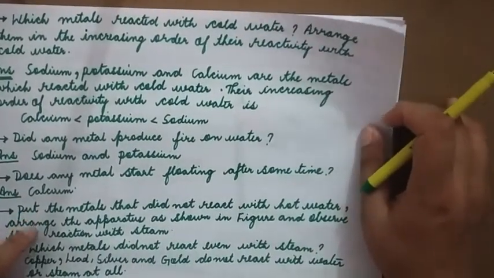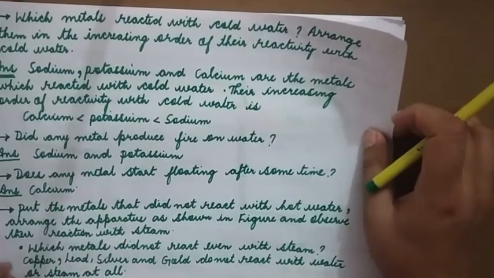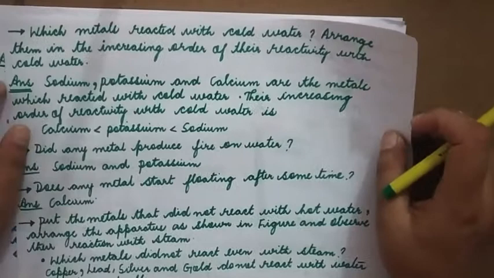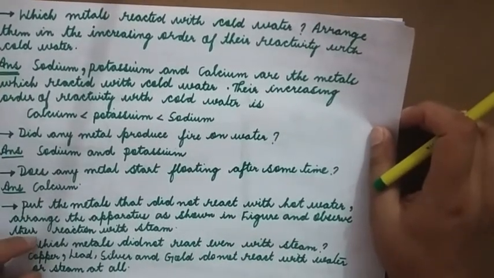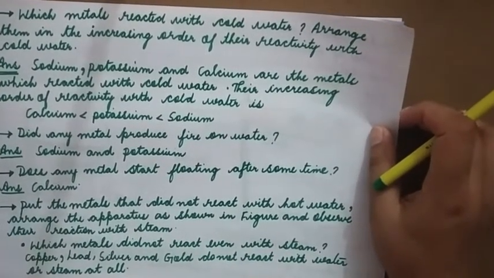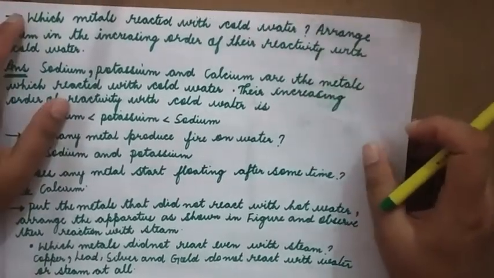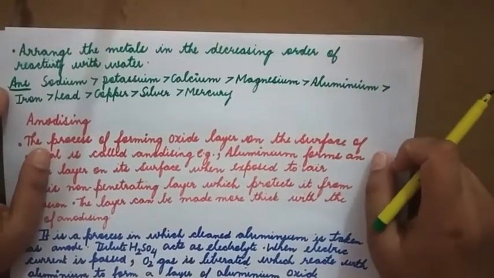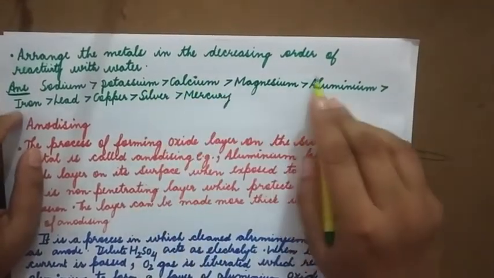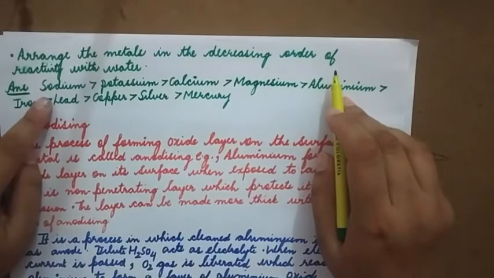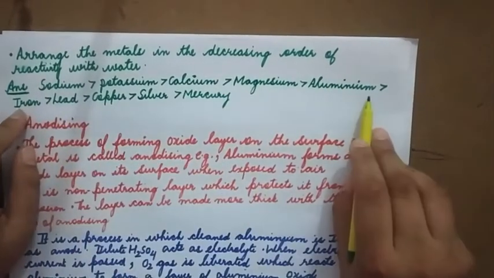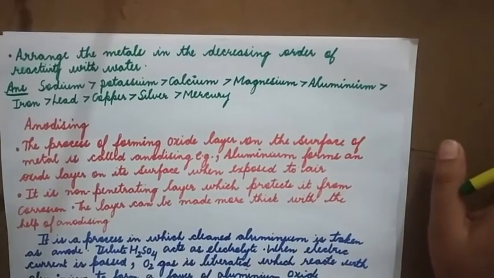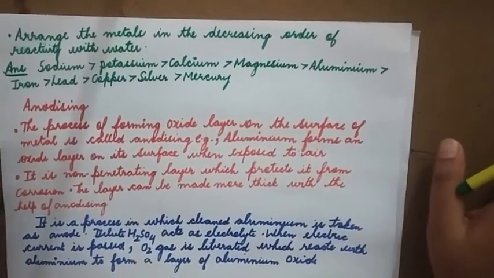So, which metals did not react even with steam? Copper, lead, silver and gold did not react with water or steam at all. Even when you look at the reactivity series, these are the least reactive metals. Arrange the metals in the decreasing order of reactivity with water. This is the series that we obtain.